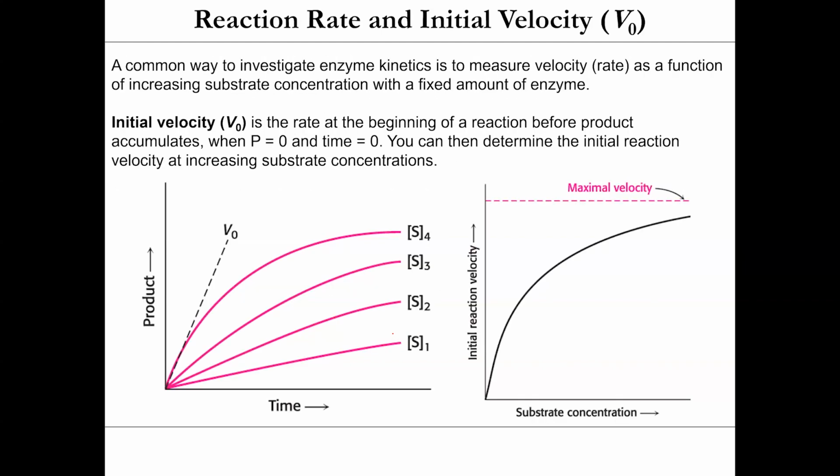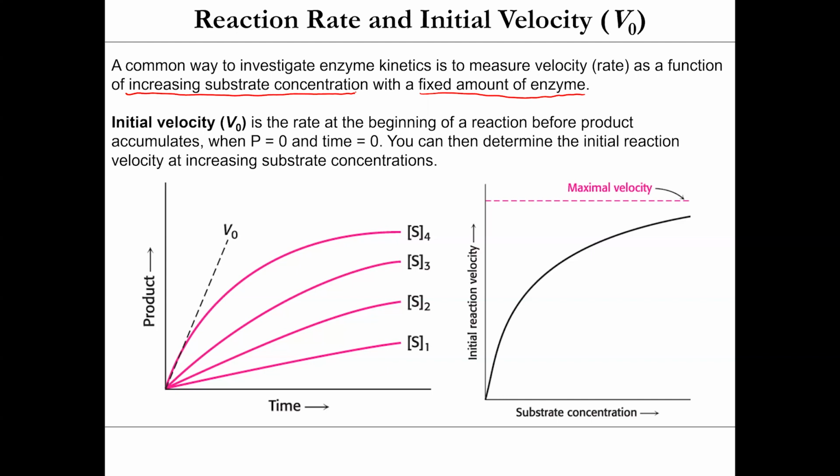So a common way to investigate enzyme kinetics is to measure the velocity or rate of a reaction as a function of increasing substrate concentration with a fixed amount of enzyme. So if you're going to investigate the rate of a particular enzyme, you do an experiment where you keep the enzyme concentration the same, and then you just add increasing amounts of substrate. And this gives us a lot of information on how quickly the enzyme works.